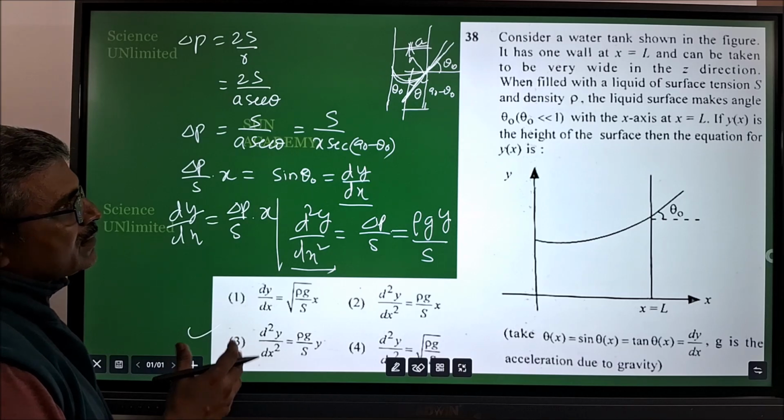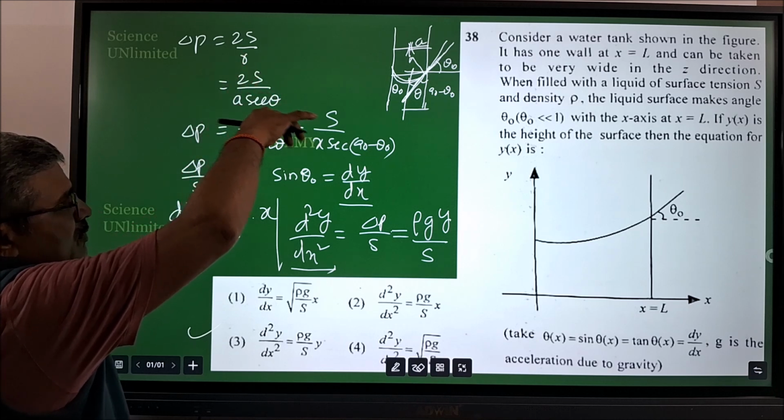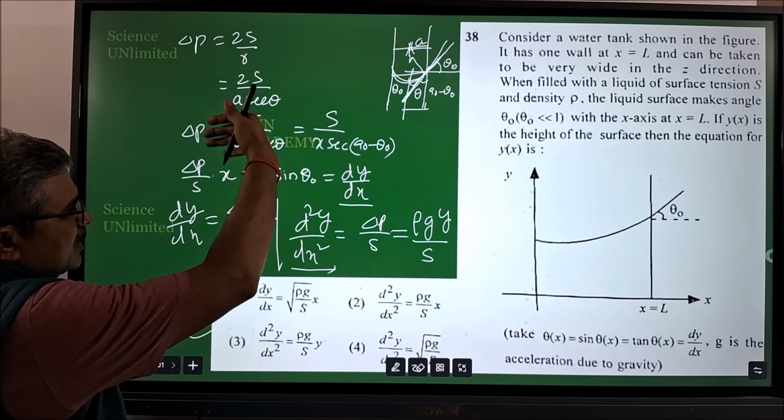No need for a purely calculus based explanation. It is already given in the textbook. This expression is given in the textbook in the meniscus concept. So from there we can resolve this.